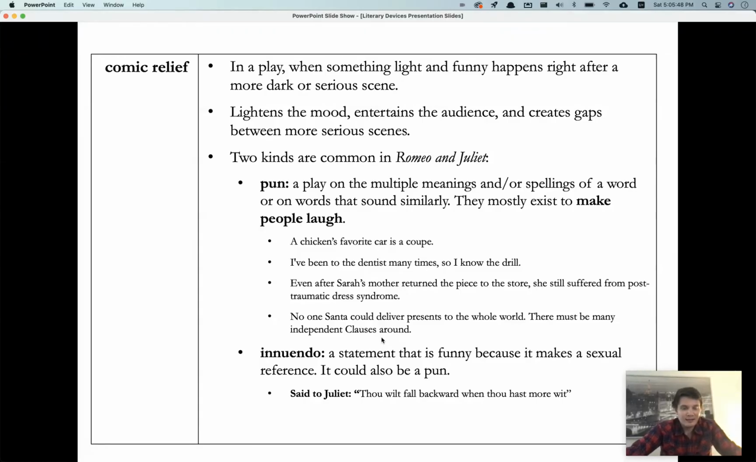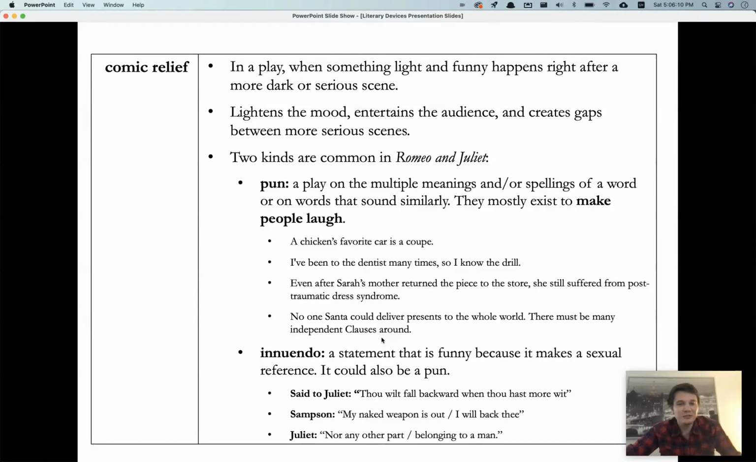Said to Juliet, "Thou wilt fall backward when thou hast more wit." What does it think about what it could mean to fall backward in a certain situation? Samson in the first act says, "My naked weapon is out. I will back thee." He's talking about a sword. You get it or you don't.